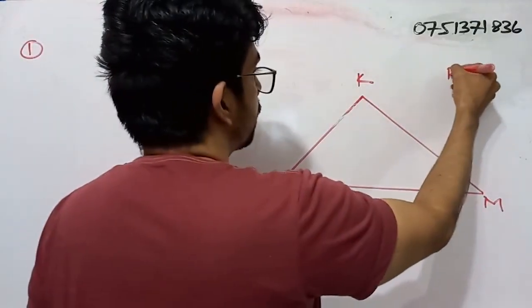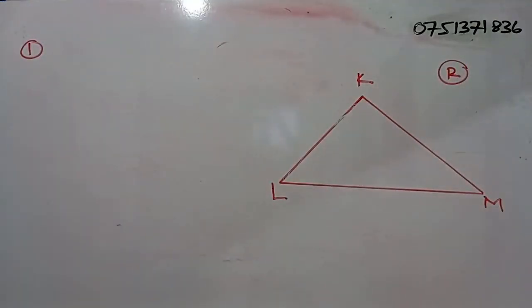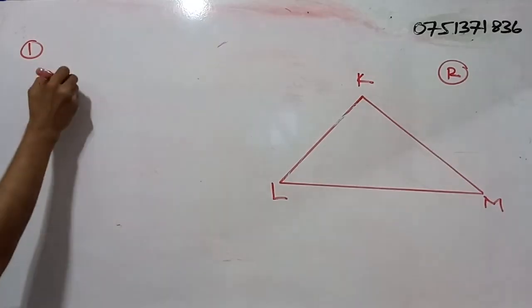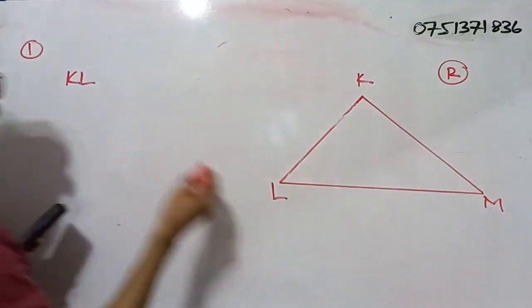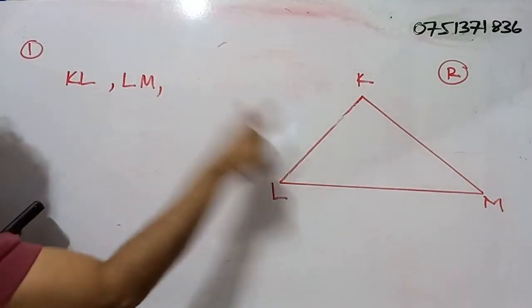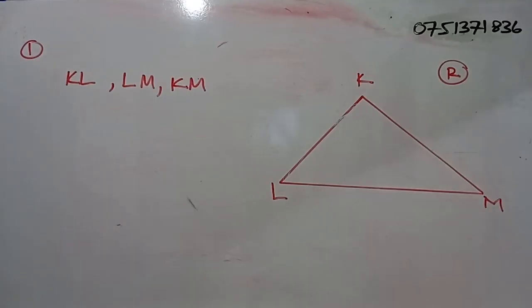Right. Review exercises. So I'll put R here. Name the three sides and the three angles of the triangle shown in the figure. Right. So what are the three sides? We have KL. So this is one side. Then we have LM. Right. Then we have KM. So those are the three sides.